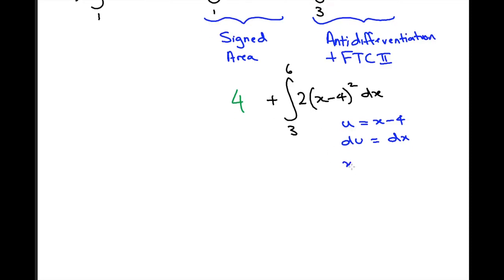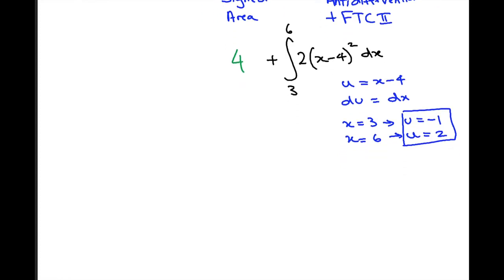So when x is equal to 3, u is going to be 3 minus 4, which is minus 1. Likewise, when x is equal to 6, u is going to be 6 minus 4, which is just going to be a plus 2. And now I can use these as my new bounds of integration. Okay, let's come down here and put this all together.